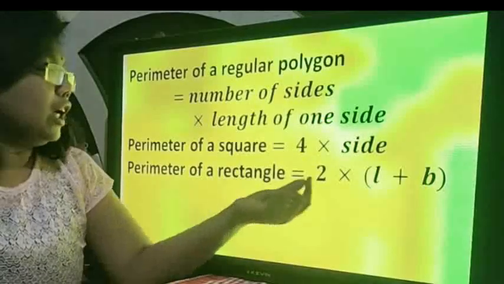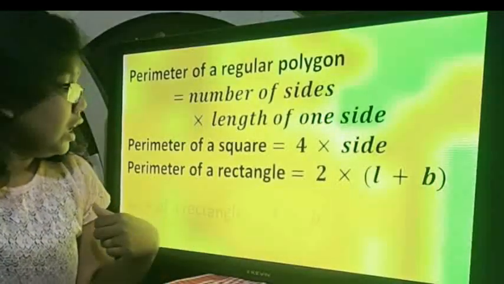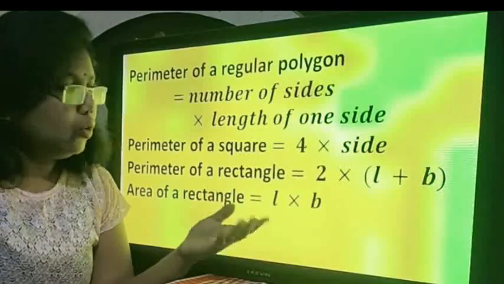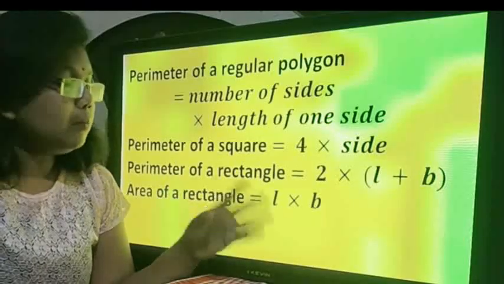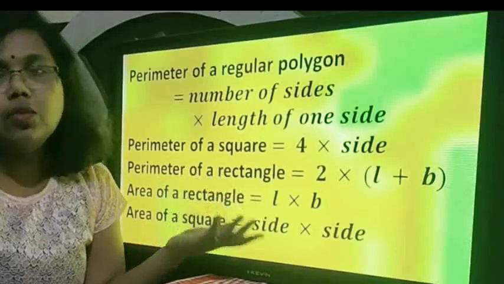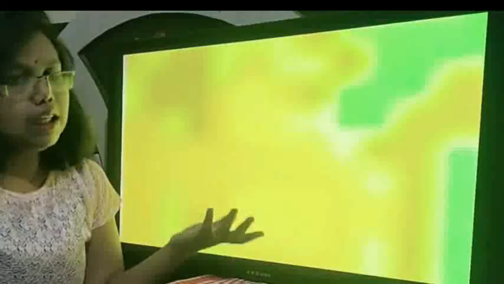So perimeter of a rectangle, twice length plus breadth, or twice the sum of length and breadth. Now area of a rectangle, length multiplied by breadth. We already know why it is so. We just have to measure the length and the breadth and multiply. And in a similar way, area of a square. Now here the square has all the sides equal. So side multiplied by side, that is side square.